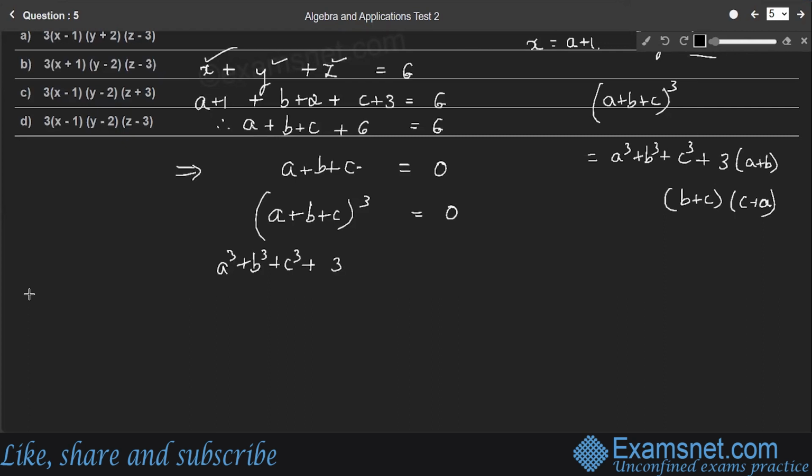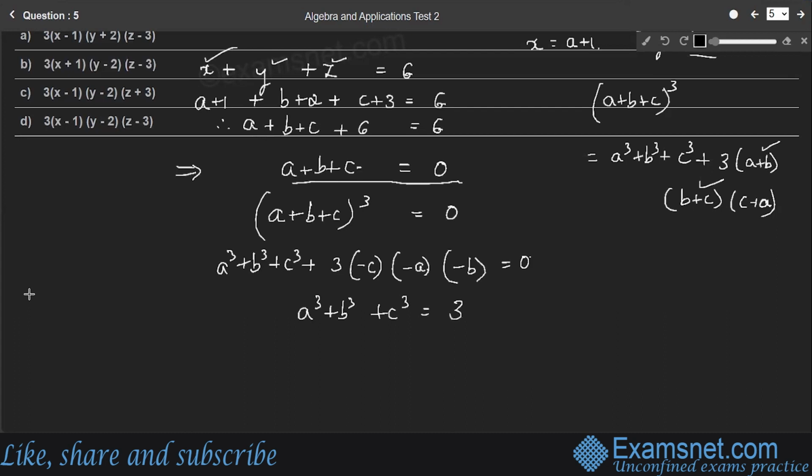plus 3 times. So a plus b, since a plus b plus c is 0, a plus b becomes minus c, right? So 3 times minus c, into b plus c. B plus c is minus a, right? So into c plus a is minus b, is equal to 0, right? So a cube plus b cube plus c cube minus 3abc becomes 0. So a cube plus b cube plus c cube becomes 3abc, right?